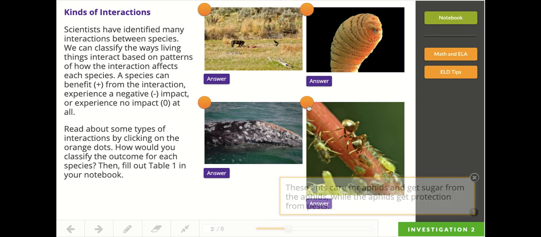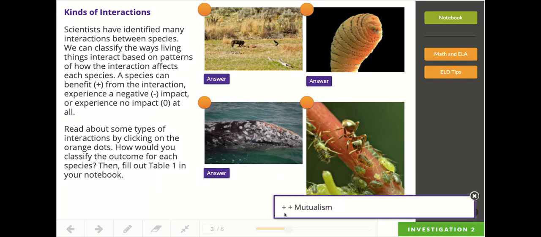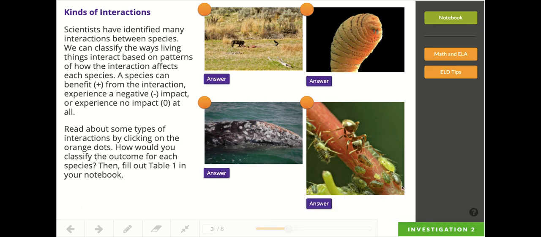And the last example here is showing us ants that care for aphids. So here's an ant, and then this smaller bug is an aphid. They get sugar from the aphids, while the aphids get protection from other pests by the ants. So in this example, both organisms are benefiting. We put 2 plus symbols to represent the benefit to both species. And this, when both organisms benefit, that's called mutualism. Now, let's take a look at your assignment to see what you need to do today.